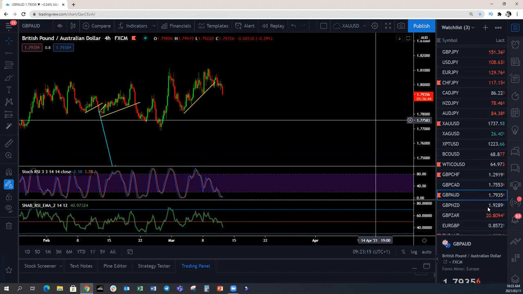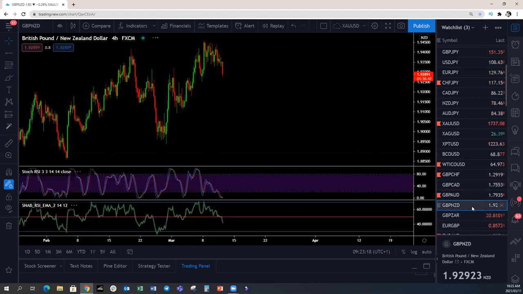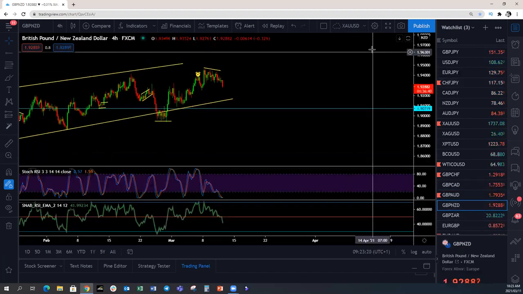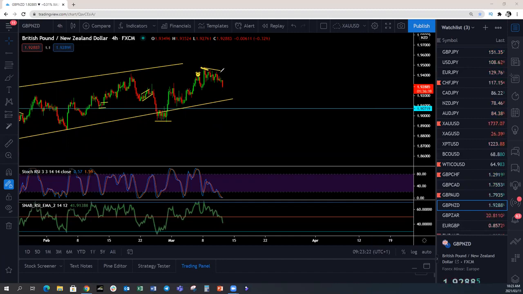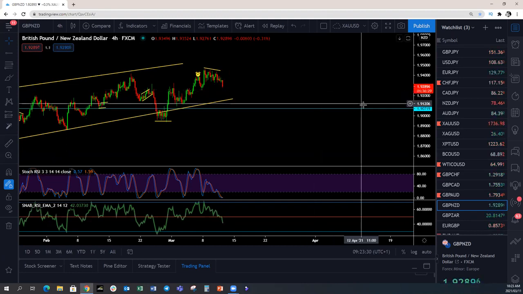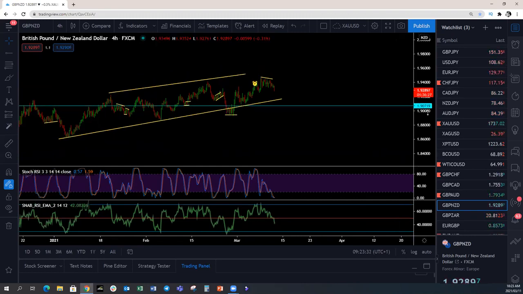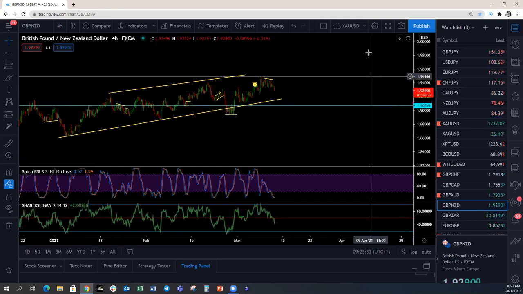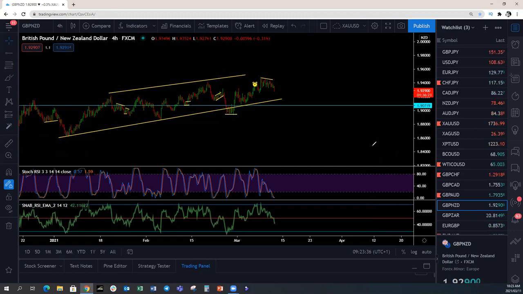Not a trade anymore. New Zealand was also looking for that to make a continuation pattern. My alert was not triggered, so no trade there yet. Are we going to get this? Still possible. Let's see how that's going to play out. The New Zealand and the Aussie strength has resumed, so that's maybe the reason why these two are dropping, specifically pound Aussie and pound New Zealand.